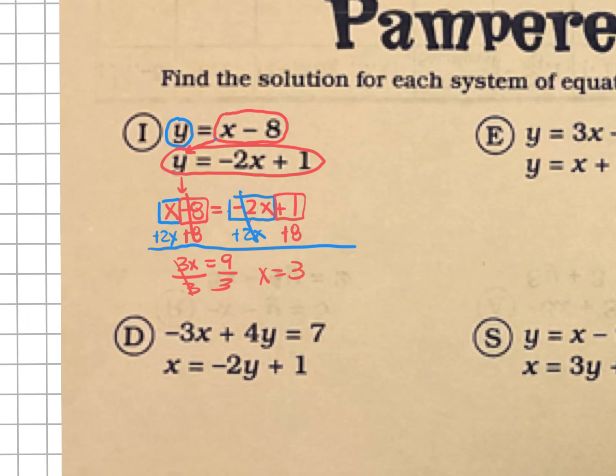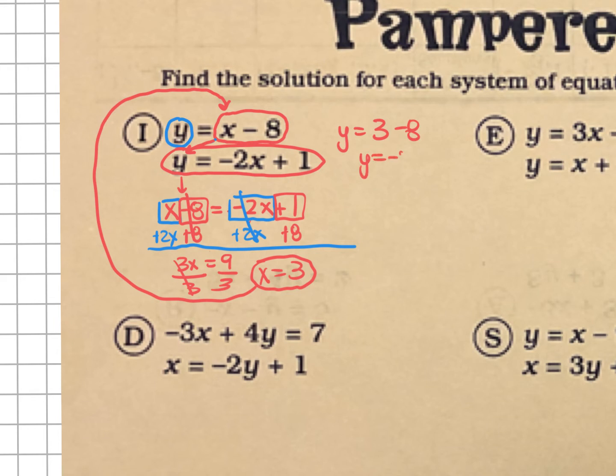So I'm done, right? Not quite. I have to find out all the ingredients, all the burgers, the fries, and the drink. I need to know what y is also. So now that I know what x is, I can start over from the beginning and go to the easier equation and plug in 3 for x. y is 3 minus 8, so y equals negative 5. So my answer was x equals 3, y equals negative 5.